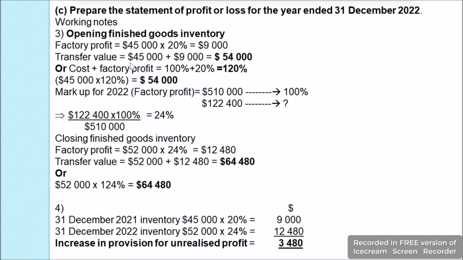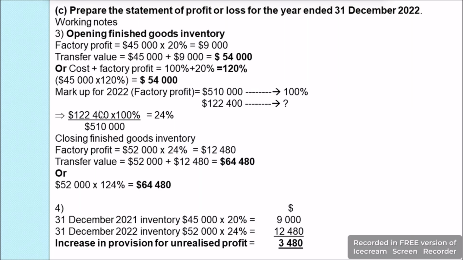So the transfer value for the beginning of the inventory, that is the opening finished goods inventory, which has to be transferred to the statement of profit and loss, will be $45,000 plus $9,000, which will be $54,000. Or you can do the same thing by using this, that is we take the cost of the inventory, to this we add the factory profit to get the transfer value. So if we take the cost as 100%, and here it was mentioned that the factory profit on 31st December 2021 was 20%, so this will be total as 120%. So if we take 45,000 times 120%, we'll get the same answer as $54,000.